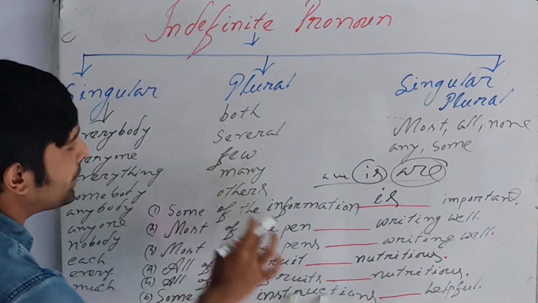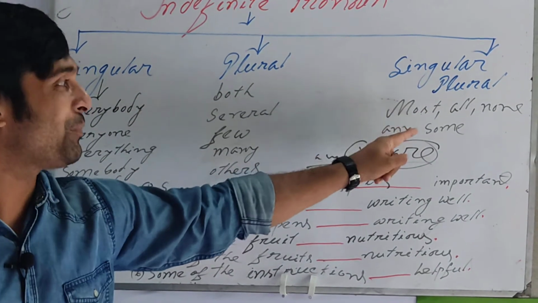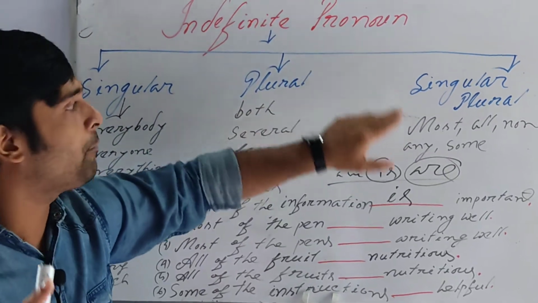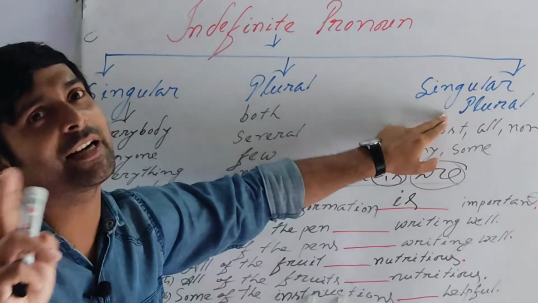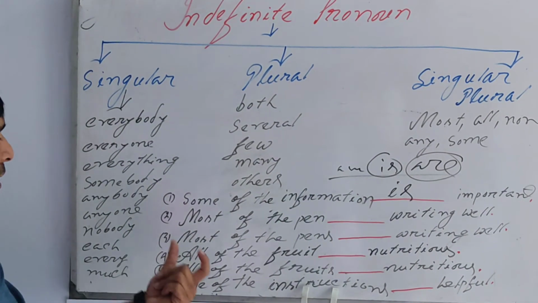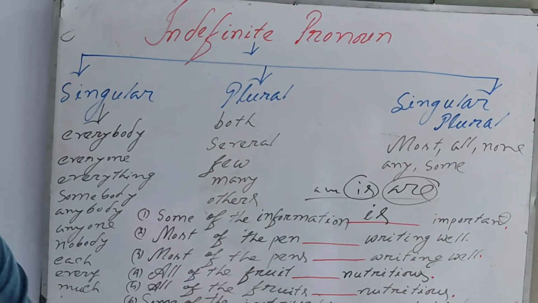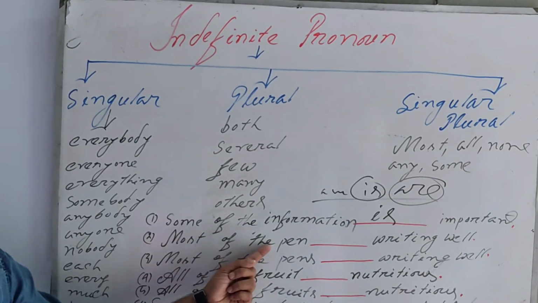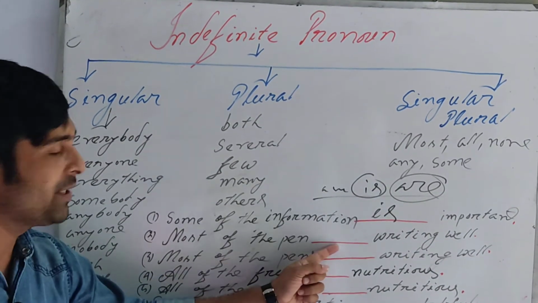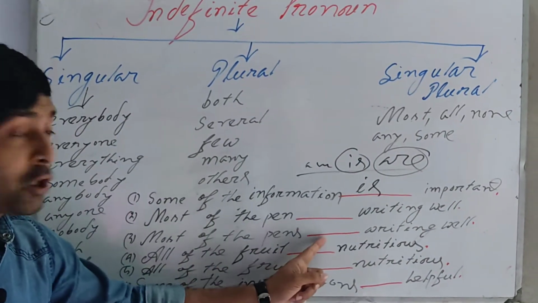Next one, most of the pen. So most, where is the most? Oh fine, most is here. Most can be used in two ways, because that is an indefinite pronoun, but it can be used as a singular subject and a plural subject. So now this is time for understanding the lesson. Most of the pen or most of the pens, if it becomes a singular subject after most or after an indefinite pronoun, of course that will be a singular verb.